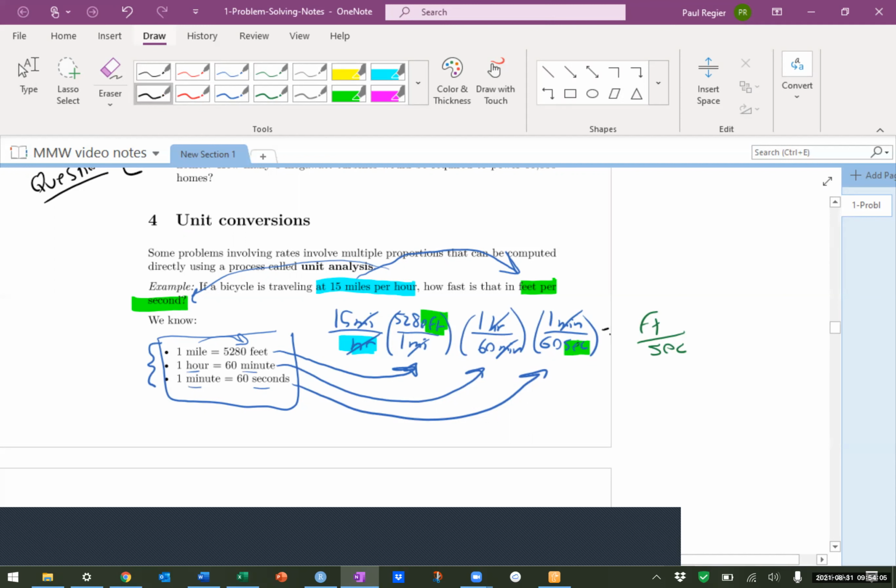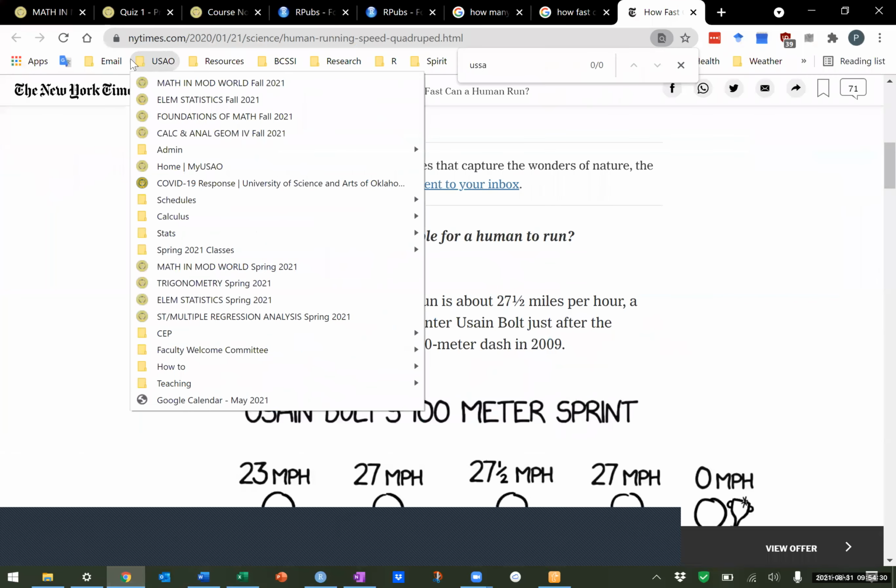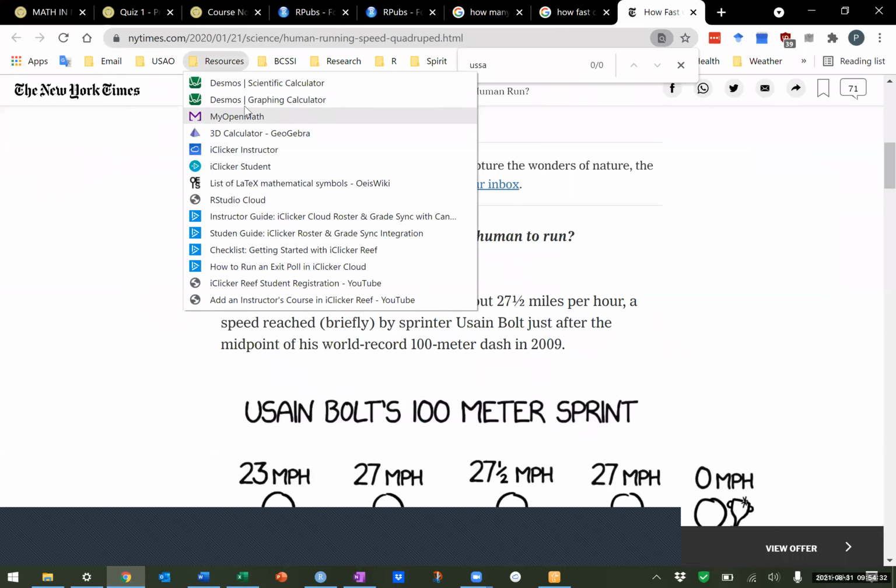So then we simply look at all the remaining numbers. Anything that's on the top, we multiply. So we take 15 times 5,280. Anything that's on the bottom, we divide. Divided by 60 times 60. I'm going to show you how to do this calculation using Desmos, because there's a couple of places you could have a pitfall. I want to save you from falling in a pit.